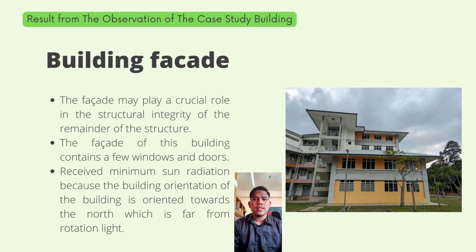Based on the case study, the facade of this building contains a few windows and doors. The facade receives minimum sun radiation because the building is oriented toward the north, which is far from the rotational light. Then, the building is most likely to gain minimum solar radiation from the sunlight.